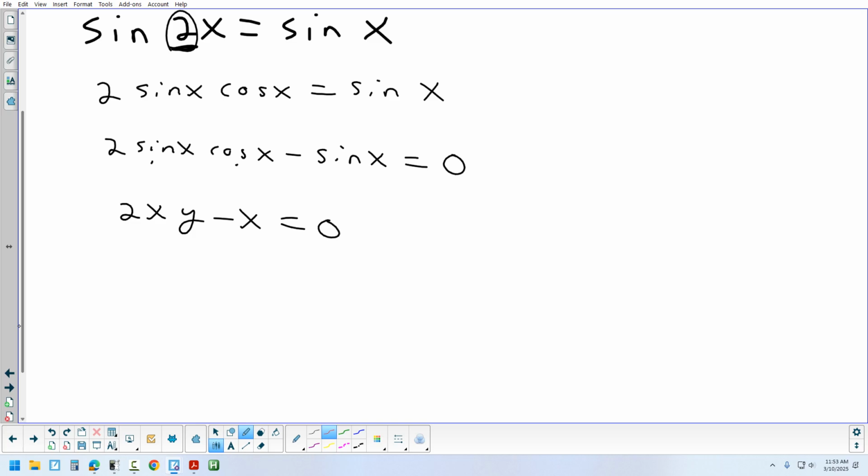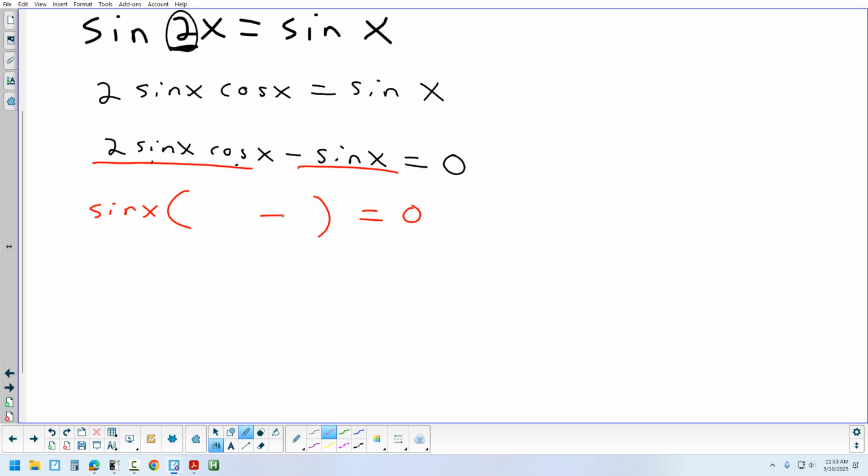What can we factor out from each term? Sine x. Okay. If you factor it out of the first term, what's left? 2 cosine x. And what if you factor sine x out of the last term? Just a 1. Okay. So now your factoring is done.